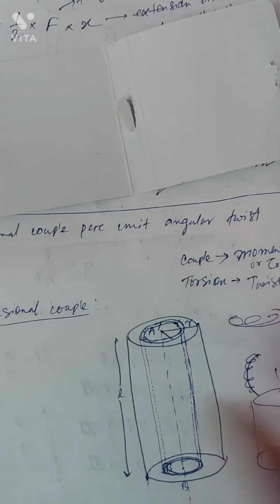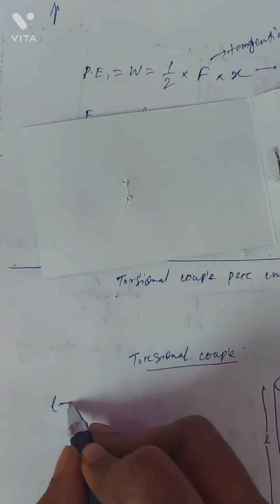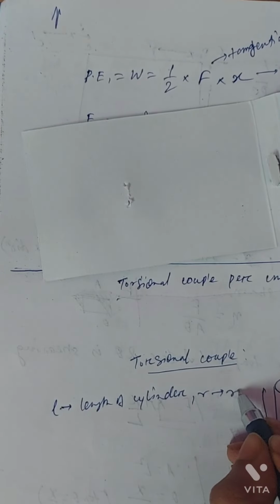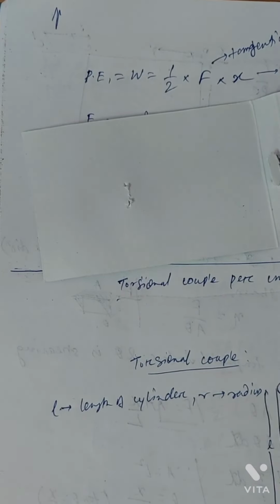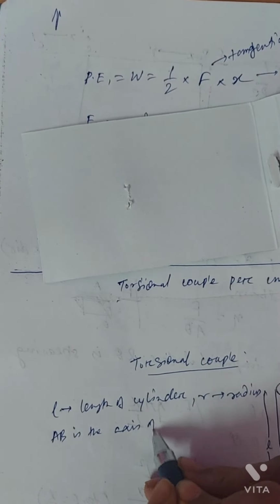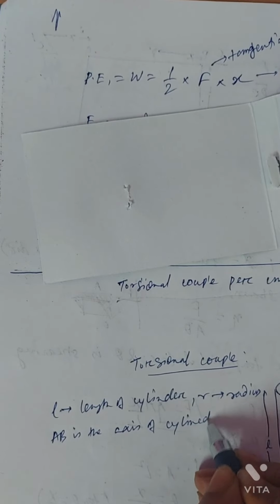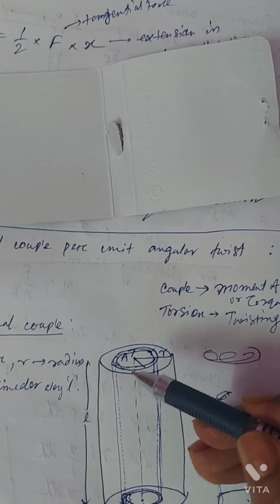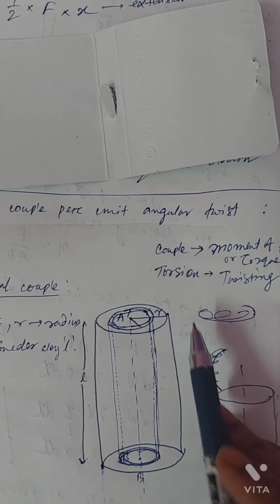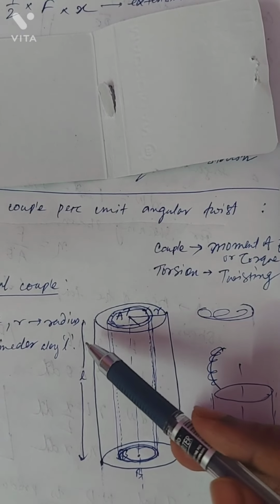So L is the length of the cylinder, R is its radius. Now AB is the axis of the cylinder along L length, given by the dotted line. So AB is the axis, R is the radius, L is the length.